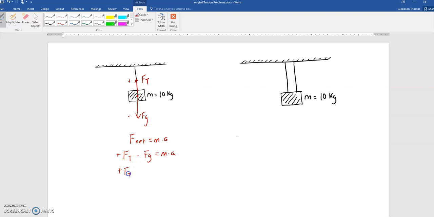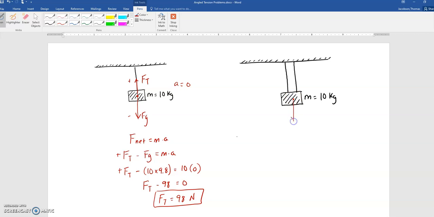So we don't know Ft, that's our goal. Fg is a formula that you should know by now, so the mass times 9.8 equals the weight, and our acceleration here, as far as we know, is 0. And in fact, all our problems will have an acceleration of 0 today. So we could do Ft minus 98 equals 0, and Ft equals 98 newtons. Should be pretty straightforward. The object's not accelerating, there's one rope, so if gravity pulls down with 98 newtons, then the rope must be pulling up with 98 newtons.